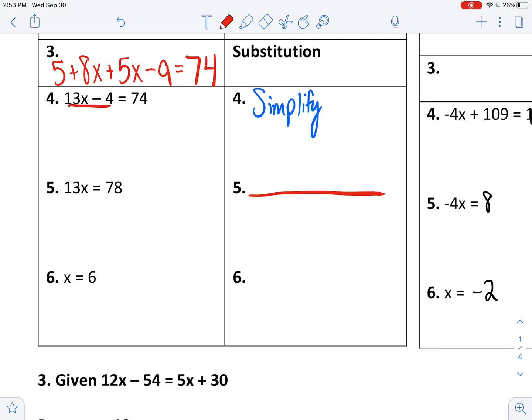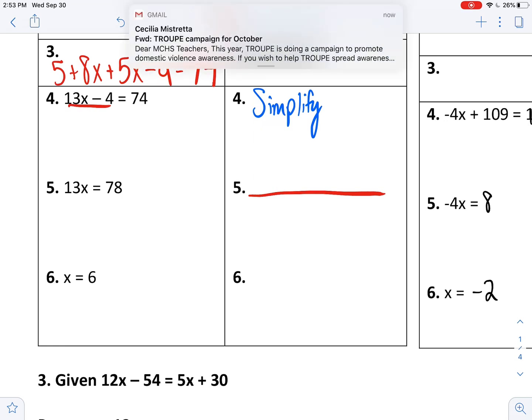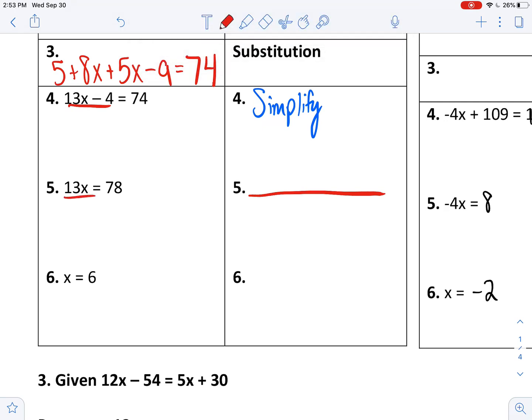And what we'll do there is I'm going to look at the left side, 13x minus 4. Well, what happened to that left side of my equation as I get to line 5? It goes from 13x minus 4 to just 13x. And then the right side goes from 74 to 78. So it looks like we added 4 to both sides. How do I get rid of a negative 4? I add 4 to both sides. It's my addition property of equality.